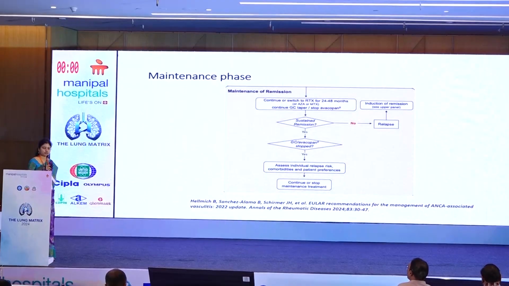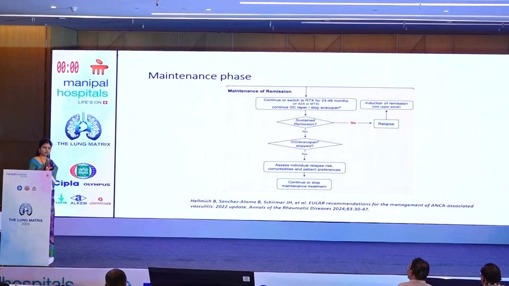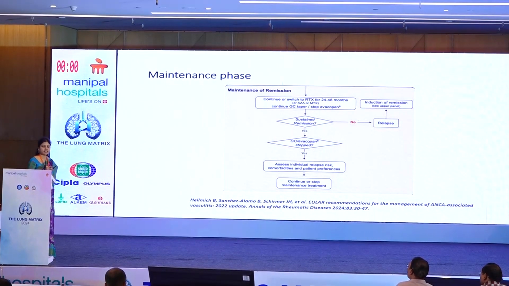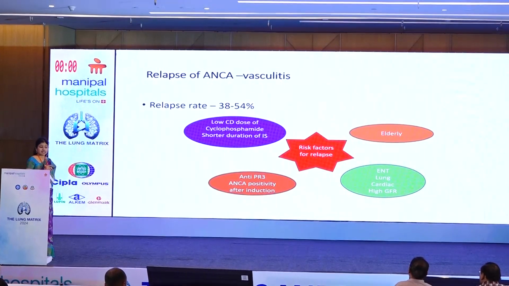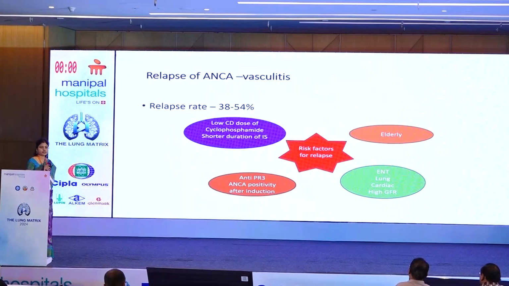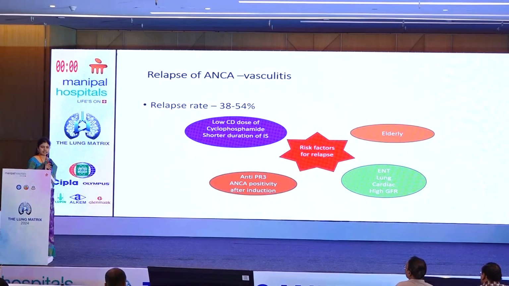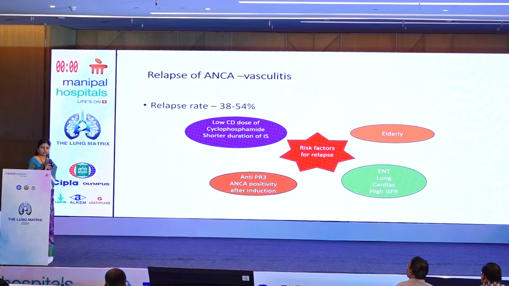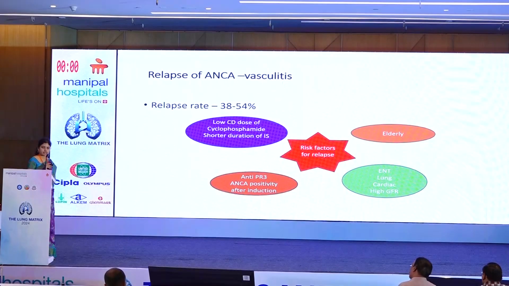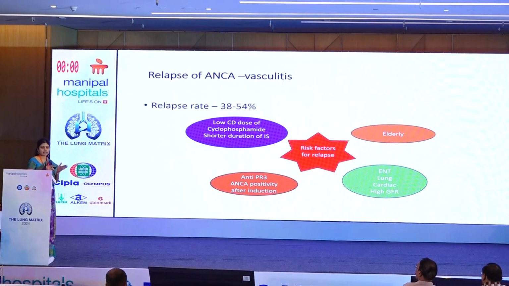The decision to continue immunosuppression beyond 2 years in a case of ANCA vasculitis is based on the patient factors for relapse risk. The relapse rate is approximately 38 to 54% in ANCA vasculitis, and the risk factors being elderly people with upper respiratory, lower respiratory, or cardiac involvement, or patients with high GFR. Basically, patients who land up in end-stage renal disease at the time of presentation won't have risk of relapses. So patients who have high GFR have more chances of relapse.